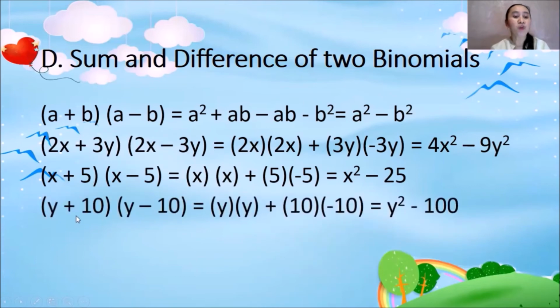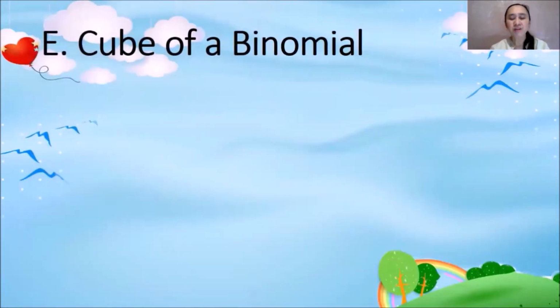Another example, y plus 10 times y minus 10. They both have y, they both have 10. The difference is one is plus 10, the other is minus 10. Multiply the first term, y times y is y squared. Multiply the last term, 10 times negative 10 is negative 100 or minus 100. So I hope the sum and the difference of two binomials is clear to you.